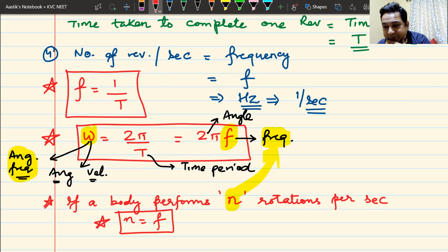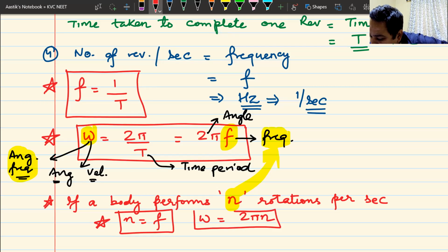Small things make a big difference in your life. If your body performs n rotations per second, your n becomes equal to f, then your omega can be written as 2 pi n. Do we understand this? It is just written in a different way. You should not get confused with this terminology. One more way in which this can be written is this, and this is what we need to understand.